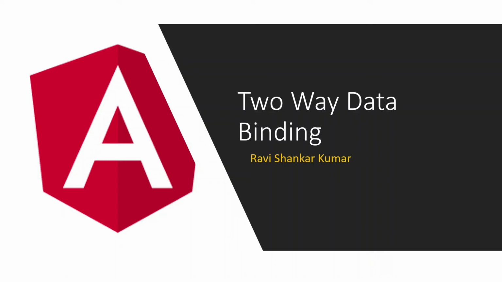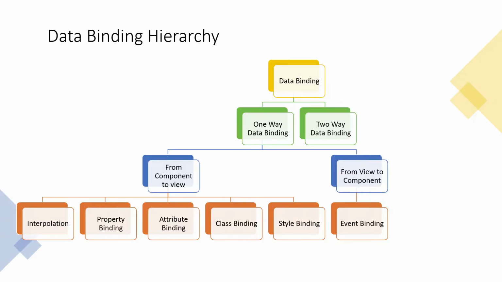In today's video, we will learn about two-way data binding in Angular. So without getting late, let's get started. In the previous videos, we have seen that data binding has two types: one is one-way binding, another is two-way binding. We have already seen what one-way binding is and the different types of one-way binding. Now we will take a look at two-way binding.